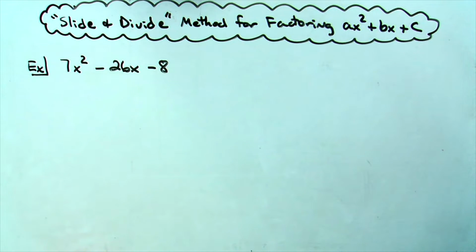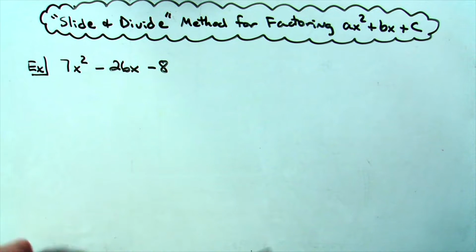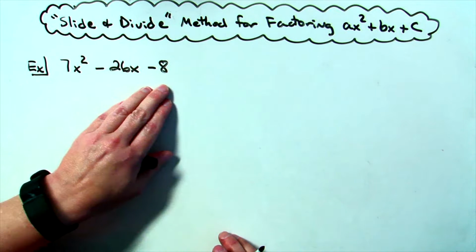Okay, today we're going to take a look at a slide and divide method for factoring a trinomial that has a leading coefficient other than 1. So for my example right here, I've got 7x squared minus 26x minus 8.